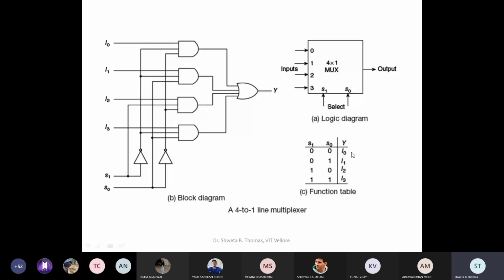If this is 0, 1, that's why here y is given to I0. Instead of 0, we are putting I0. This is the way of writing things. If it is 0, 1, means S1 is 0 and S0 is 1, then you are getting I1, then I2 and I3.